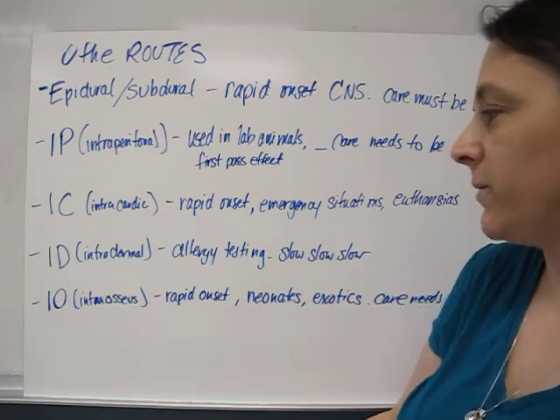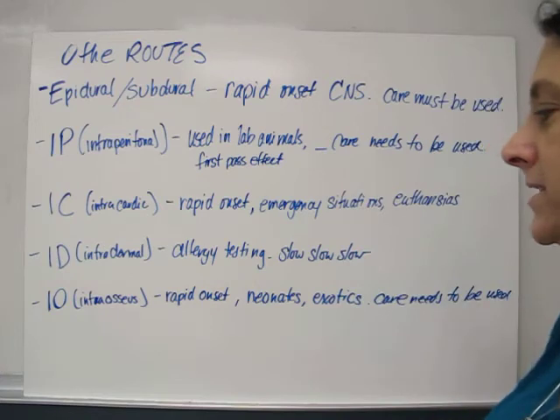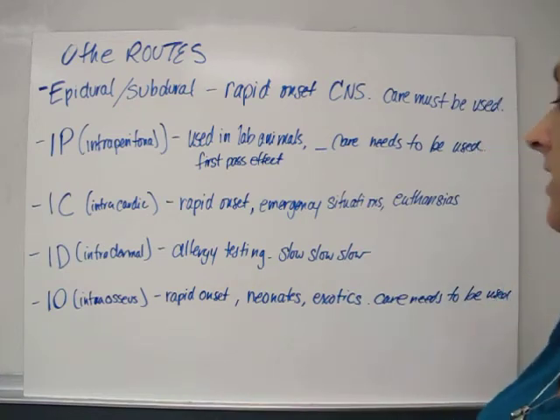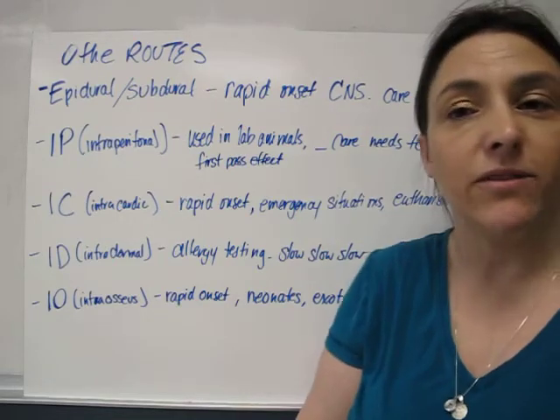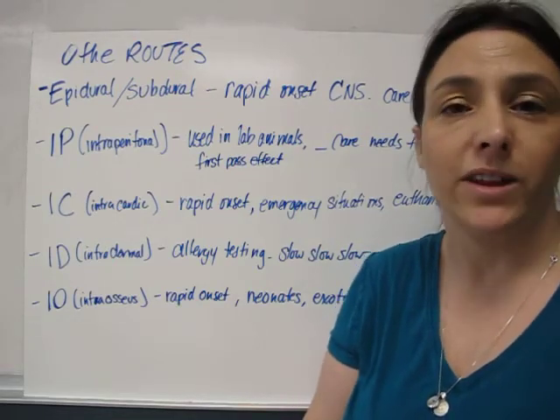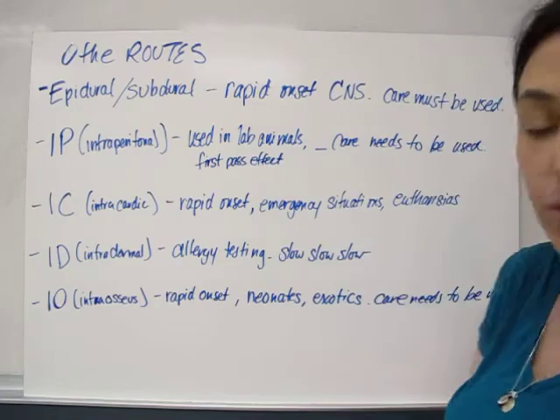Slow absorption this way. IO, intraosseous, this would be rapid onset. Usually you see this in neonates or exotics. Again, care needs to be given when you're doing this. You need to have sterility when you're giving IO injections.